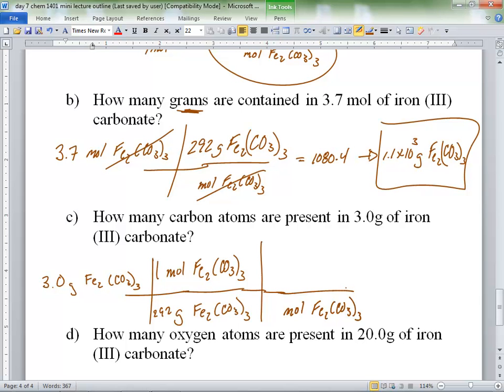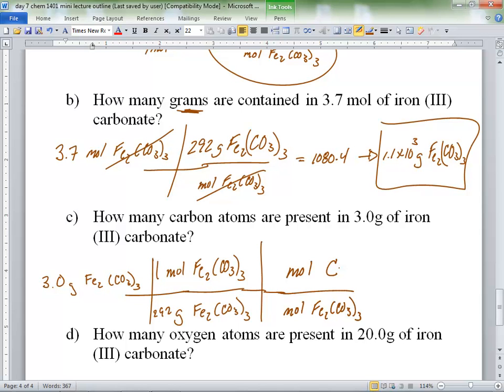We want to end up in carbon atoms somehow. You still can't get there, but you can get a little bit closer. We can get from moles of this stuff to moles of carbon. We can do that. I mean, we can't get to carbon atoms, but we can get this far.